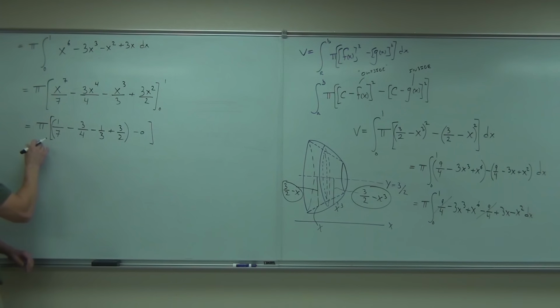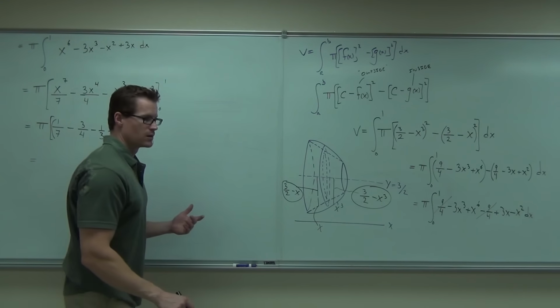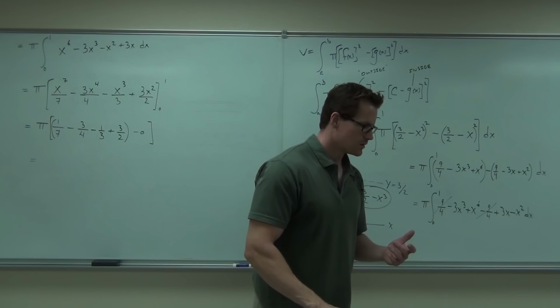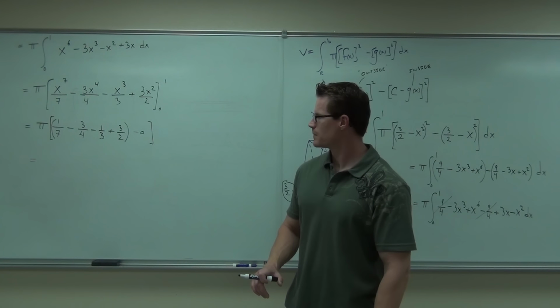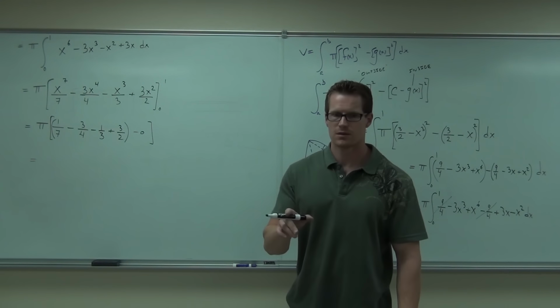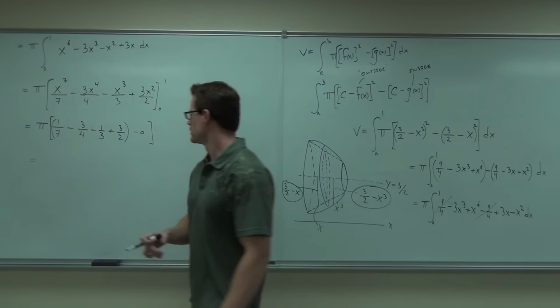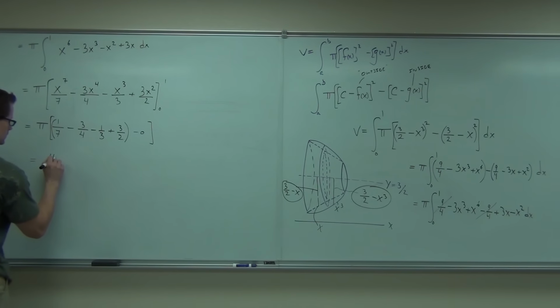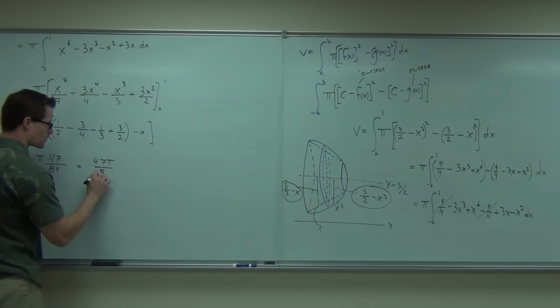So, combine all those. Has anyone done 1/7 minus 3/4? 89 over 84? I guess something different. 1/7 minus 3/4, minus 1/3, plus 1/3 over 2. Okay, I have 47/84. You're not doing wrong. Pi times 47/84 is 47 pi over 84.